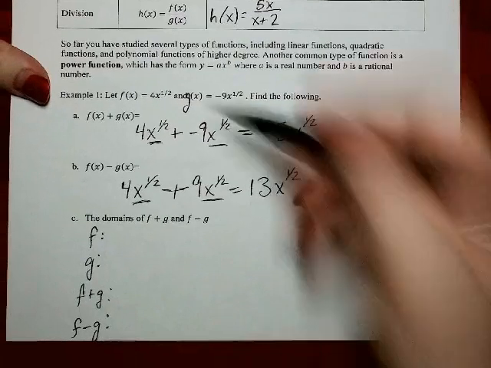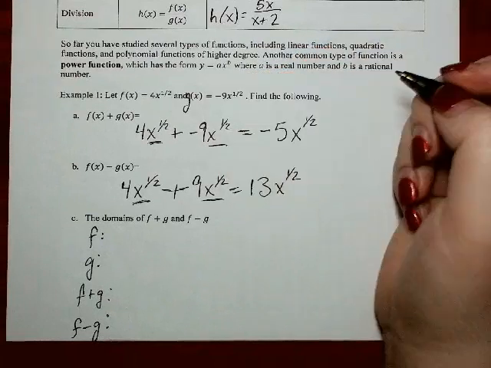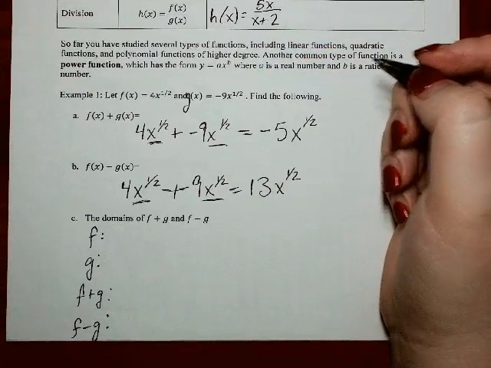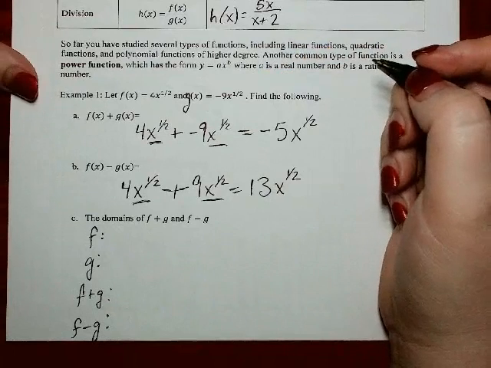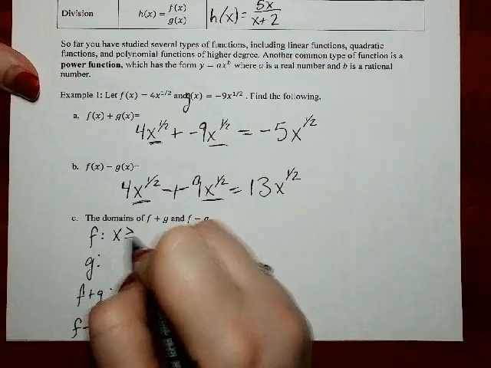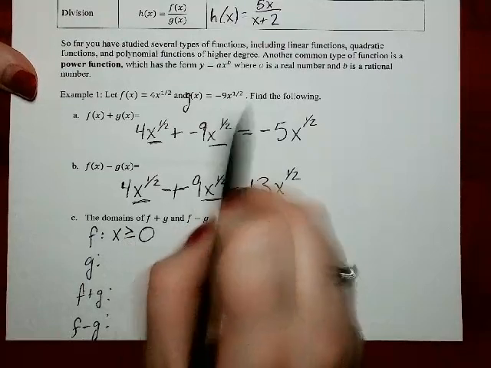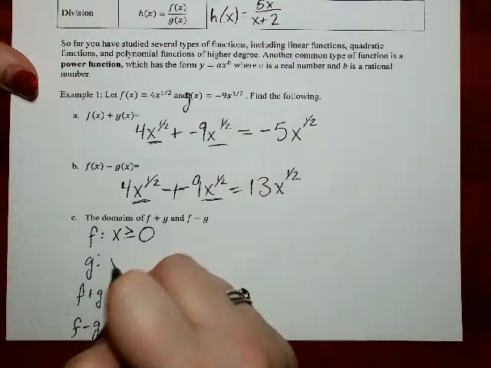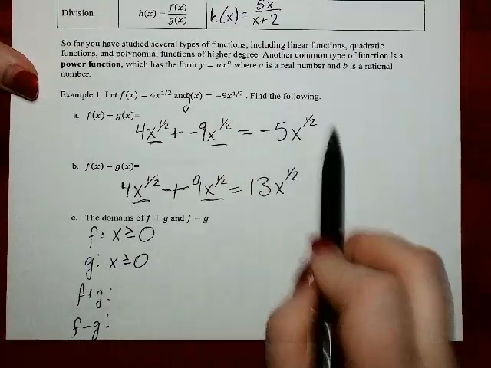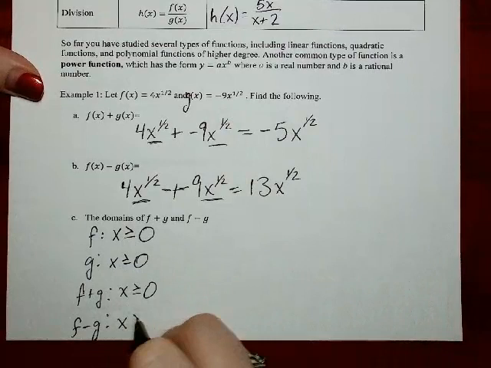Okay, so if you remember, a 1/2 exponent means that it is a square root. We cannot take the square root of a negative number, but we can for 0 and a positive number. So that means x has to be greater than or equal to 0. Anything positive works and 0 works. Same for g. So we get x is greater than or equal to 0. And then f plus g gives us the same thing, and f minus g gives us the same thing.